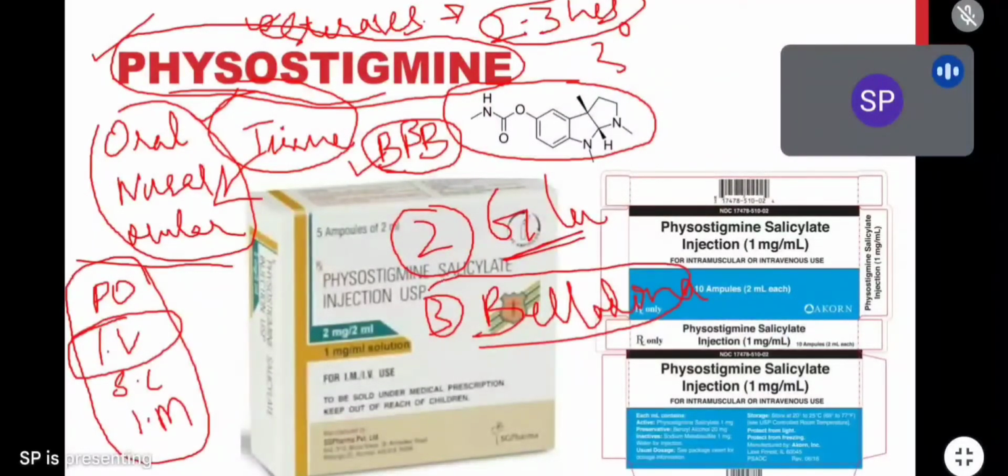Atropa belladonna. Atropa belladonna is the plant which has atropine. That means physostigmine is the drug of choice in atropine poisoning, atropine overdose, atropine toxicity. Atropine toxicity is called belladonna poisoning. Atropine poisoning is called belladonna poisoning.